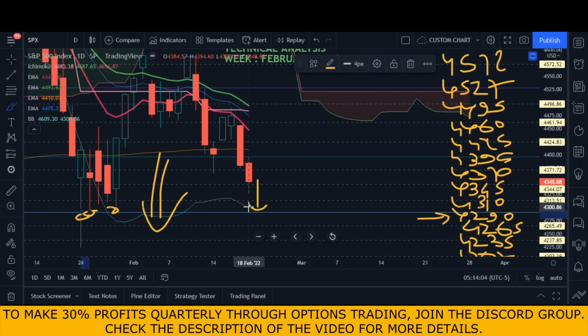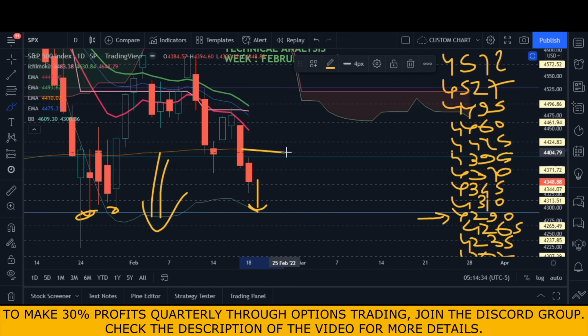Once it comes down, it will hit the lower band of the Bollinger Band, and also the 4290 support. After hitting, it may close around here. If for some reason we see a rebound, this rebound may not be seen on the 22nd of February, but may be seen on the 23rd of February.